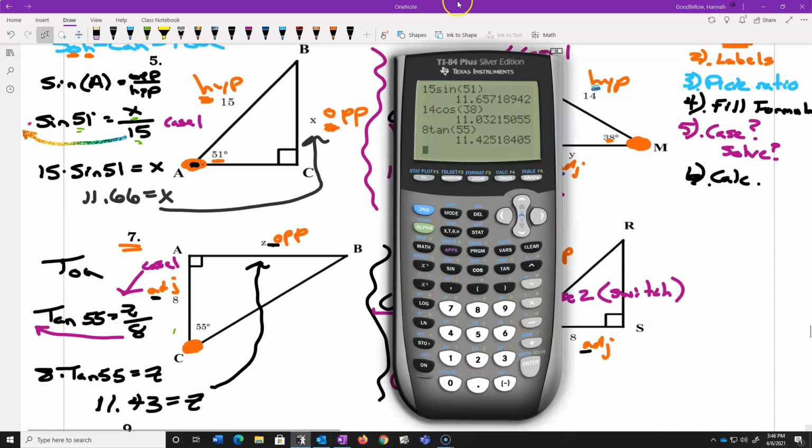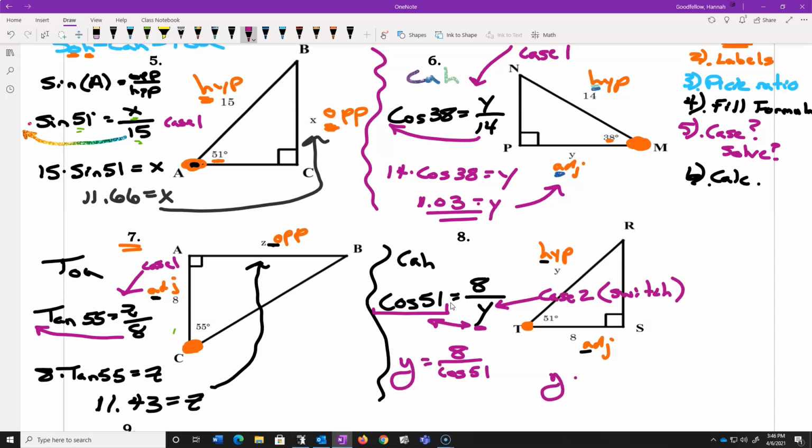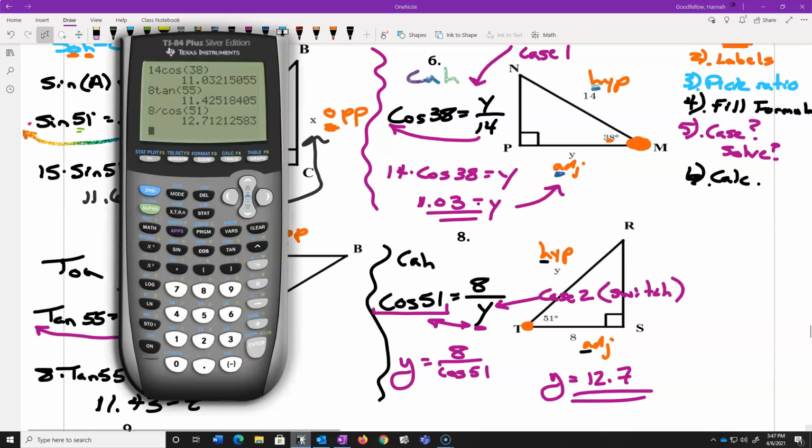Now, what are you going to get as an answer? Checking my mode. Ooh, I'm in degrees. That's good. Instead of doing multiplication, I'm going to do 8 divided by cosine of 51, and then I'm going to press my enter key. Now, sometimes on some calculators, you have to push enter twice, so just be careful here until you get the 12.7 that you were supposed to get. 12.7 should be the answer that comes up on that calculator, so check it out. 12.71, we'll go 2 decimal places.